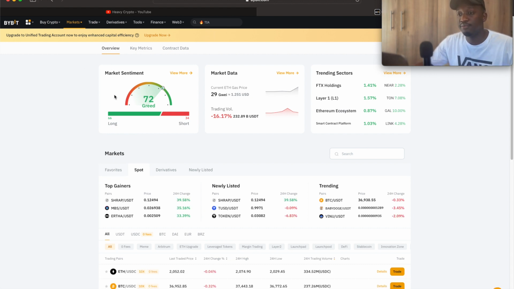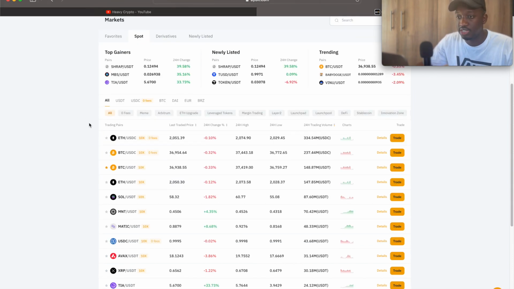So right here we have market sentiment. It simply shows you the difference between longs and shorts. Right now you can see that a lot of people are longing, meaning that a lot of people are buying, and they're predicting that the price of Bitcoin is gonna go up. Okay, so we have shorts. These are people that are predicting that the market is gonna go down.